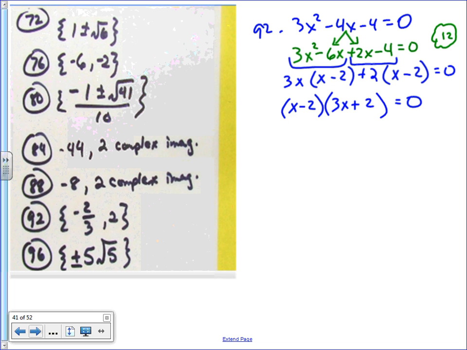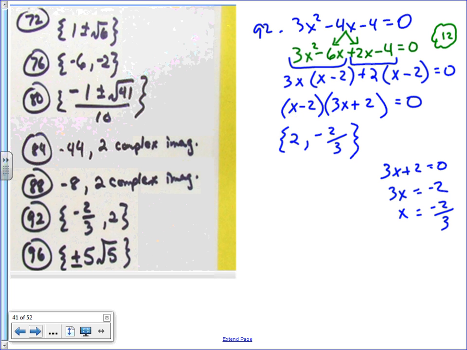Okay, and we're solving. So if we're solving, I need to keep going and set each of these two equal to 0. The first one I can do in my head real quickly, that's a 2. Some of you might need to see the work for that one, so I'll do this one. 3x plus 2 equals 0. So 3x is negative 2, and divide by 3, negative 2/3.